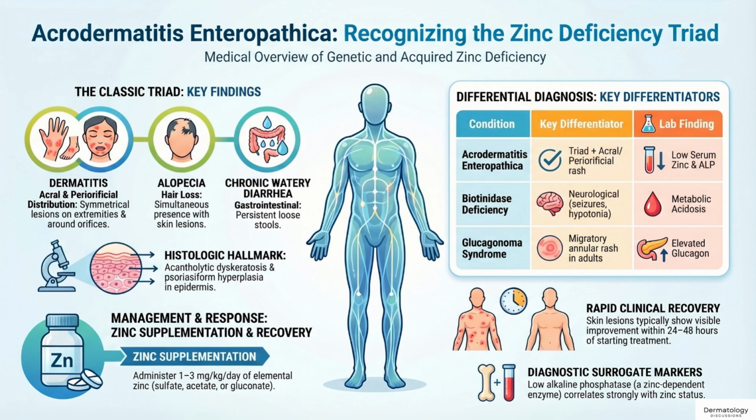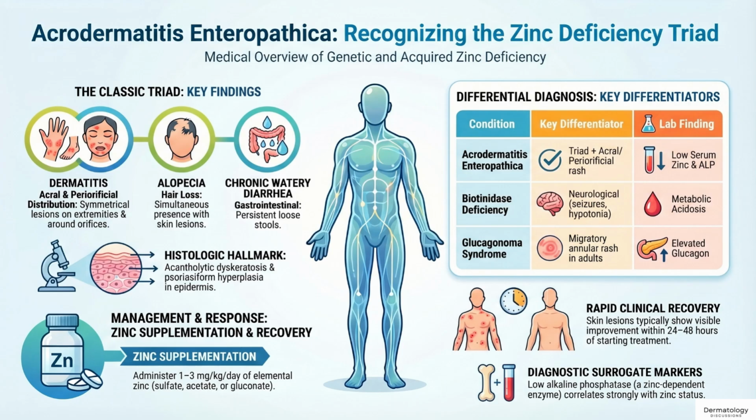Which is why the backup marker is so important. That is exactly why relying on alkaline phosphatase as a stable functional backup indicator is so incredibly vital. If the serum zinc is low, but the alkaline phosphatase is completely normal, you need to rethink your diagnosis and look for hypoalbuminemia or inflammation. That is incredibly high yield for clinical practice.